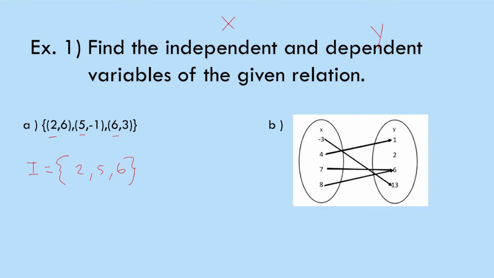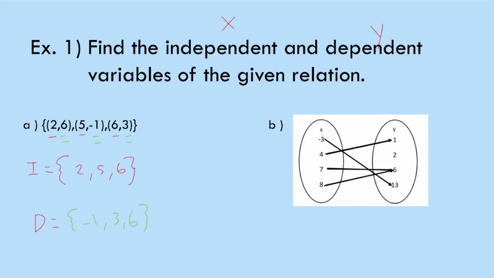So now when we ask ourselves what is dependent, dependent is going to represent the D. I'm going to change colors, and dependent is always the what variable? The Y. So look at all the Y coordinates. I have 6, I have -1, and I have 3. Then open the set, and make sure you put it in numerical order. So it's going to be -1, 3, and 6. Close the set, and that's my answer. So always remember, independent is always going to be the X, and dependent is always going to represent the Y.